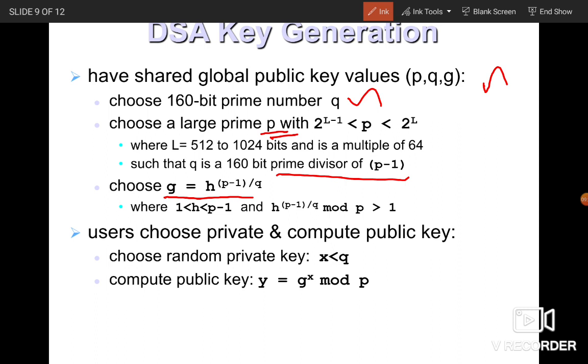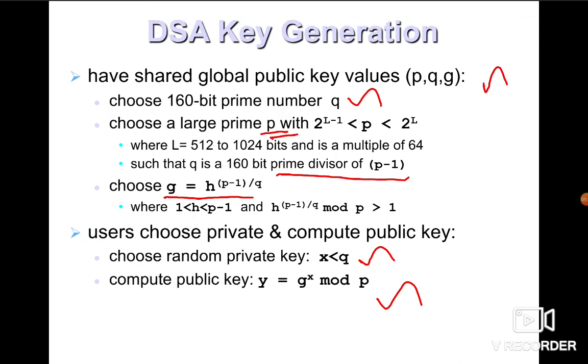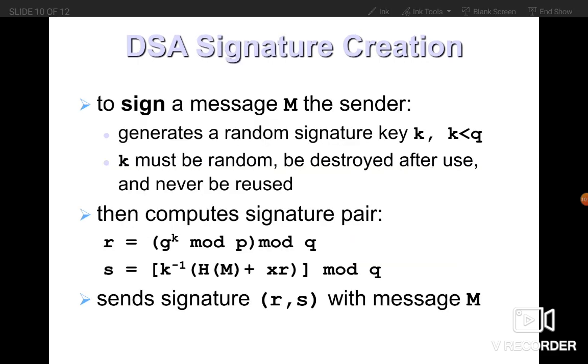Now each user chooses his private key and calculates their public key. For example, the randomly chosen private key is X. X should be less than Q, and from X he can calculate his public key, that is the formula is y equal to G power X modulus P. So what is G? In the previous step we have calculated it, it is one of the global values which is shared between the sender and the receiver. Okay. So that's about DSA key generation.